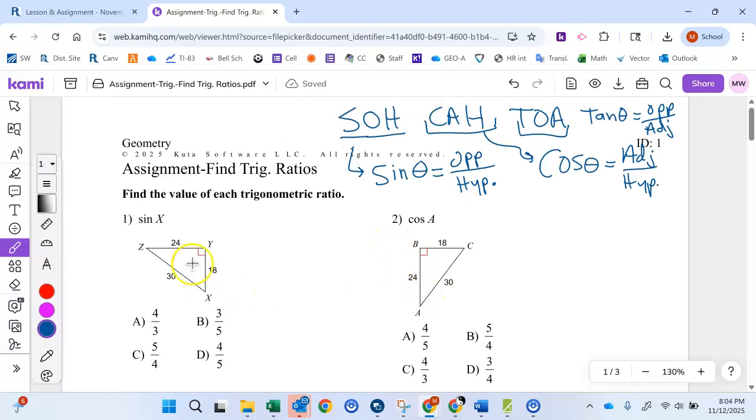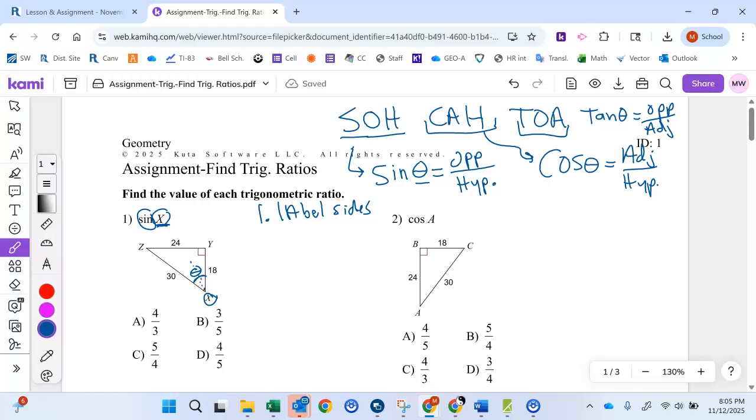So how do we do the first one? We've got this one over here. It's looking for sine of x. Where's x? X is right here. So this is going to be our reference angle because it's referring to x. First thing we want to do, number one, label the sides. If x is the reference angle, that means the opposite is opposite from here.